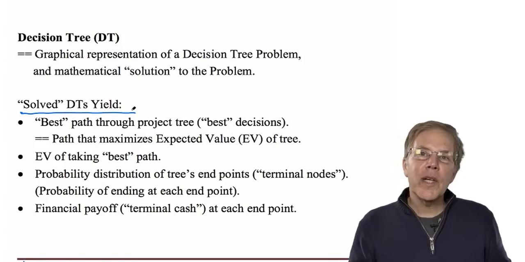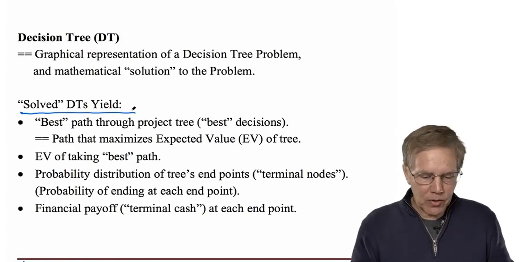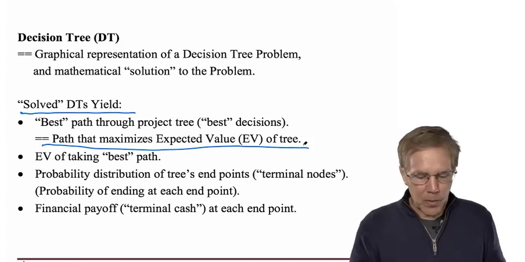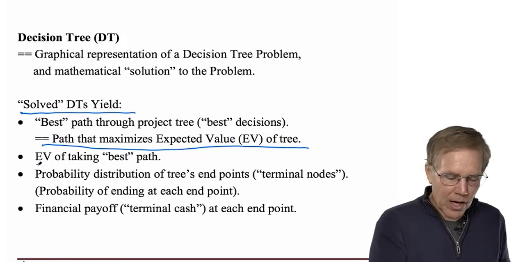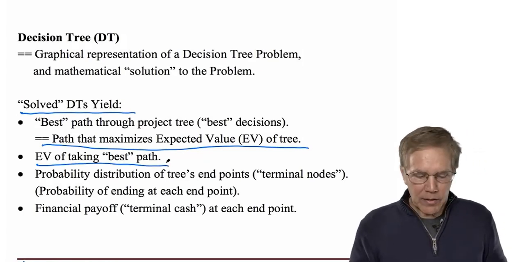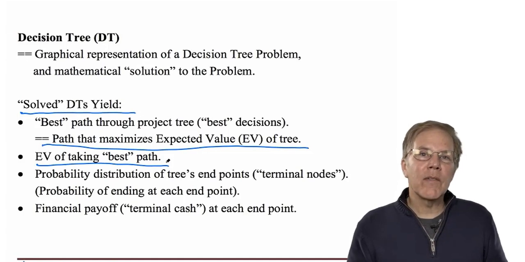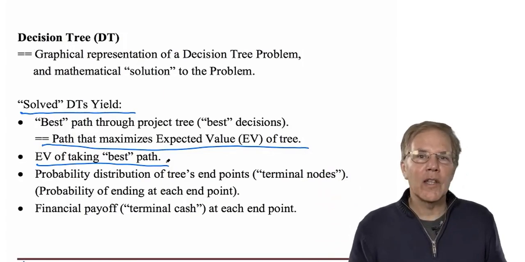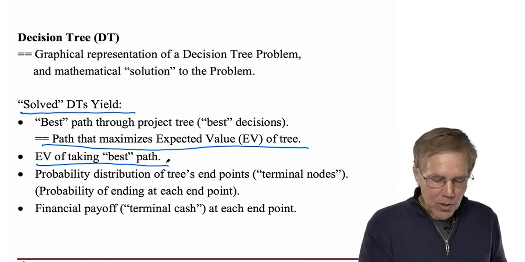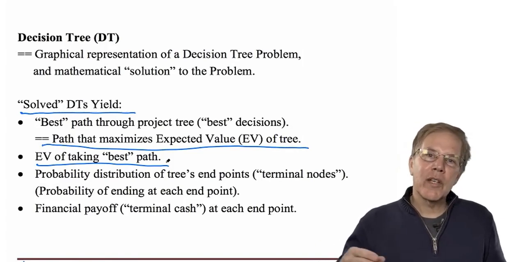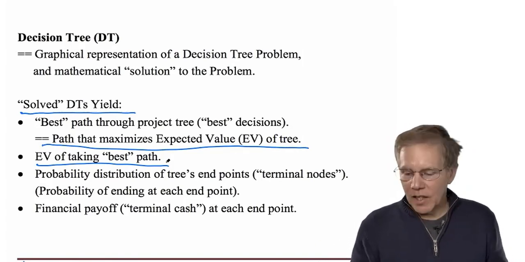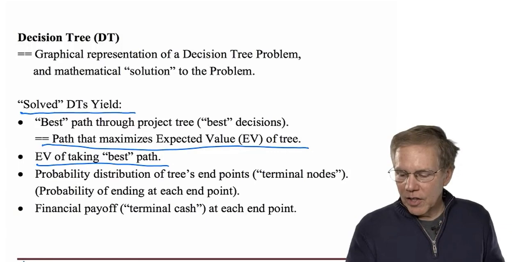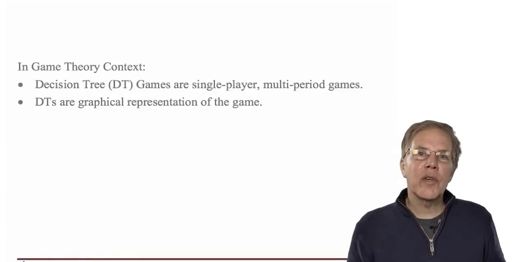But what the tree means when it says it's giving us the best path is that it's the path that maximizes the expected value of this decision tree, okay? And it gives us that expected value in dollars of taking the best path. It's also going to give us the probability of the tree's endpoints, i.e. the probability of ending at any particular branch of the tree. These are formally called terminal nodes, and it will give us the financial payoff, the net cash we're going to wind up with if we get to that node at the end of the day on the tree. It's a lot to throw at you, but it's all going to become clear once we start digging into an example.